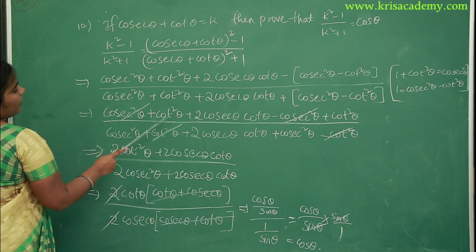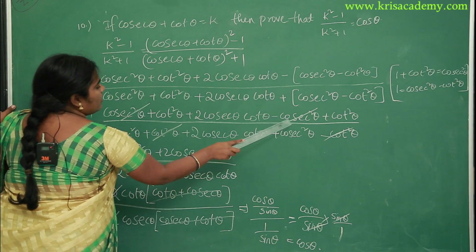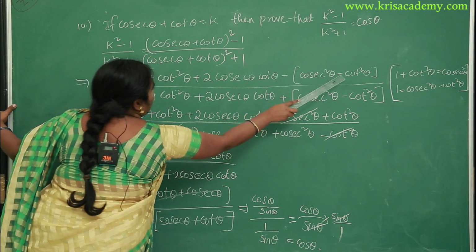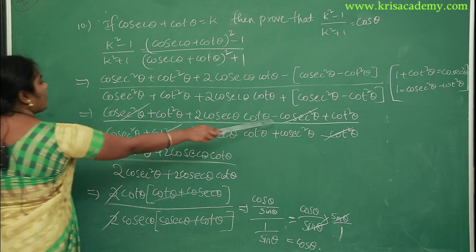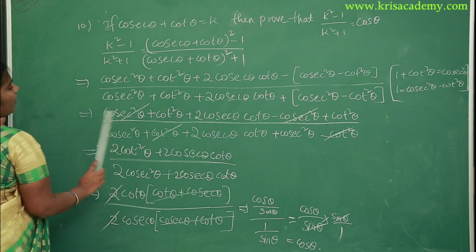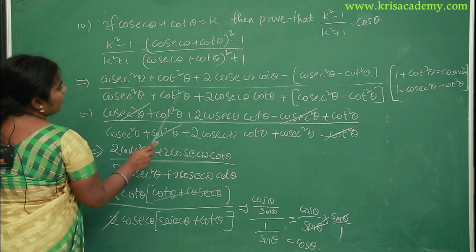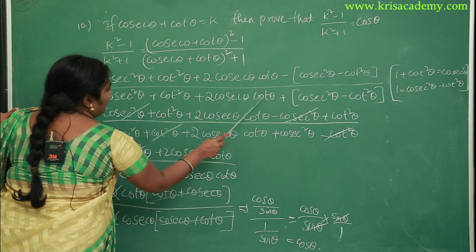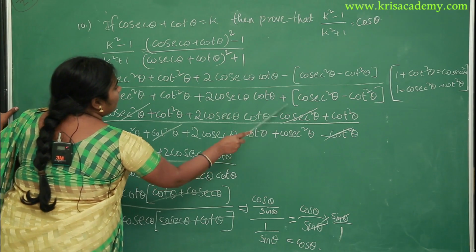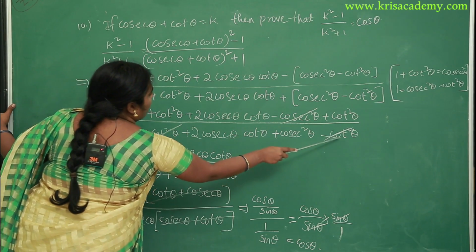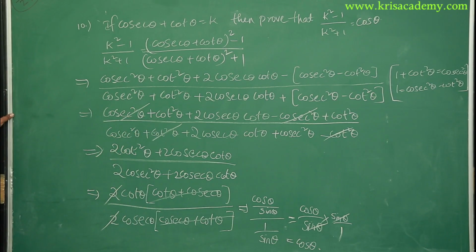Now, a square plus b square plus 2ab. Now, plus into minus, minus cosecant square theta. Minus into minus, plus cot square theta. This is the numerator. Plus cosecant square theta and minus cosecant square theta will get cancelled. Coming to the denominator, a square plus b square plus 2 into a into b. Here plus into plus, plus only. So plus cosecant square theta. Plus into minus, minus cot square theta. Here minus cot square theta and plus cot square theta will both get cancelled.